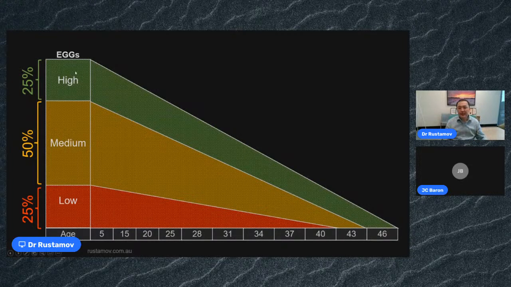So it appears that the number of eggs women are born with determines their long-term fertility when it comes to ovarian reserve. This is one piece of knowledge which helps us to understand individual patients' ovarian reserve and fertility in their treatment.